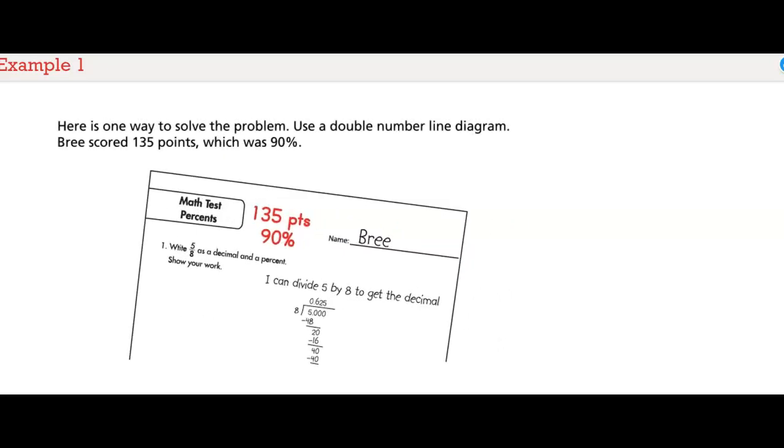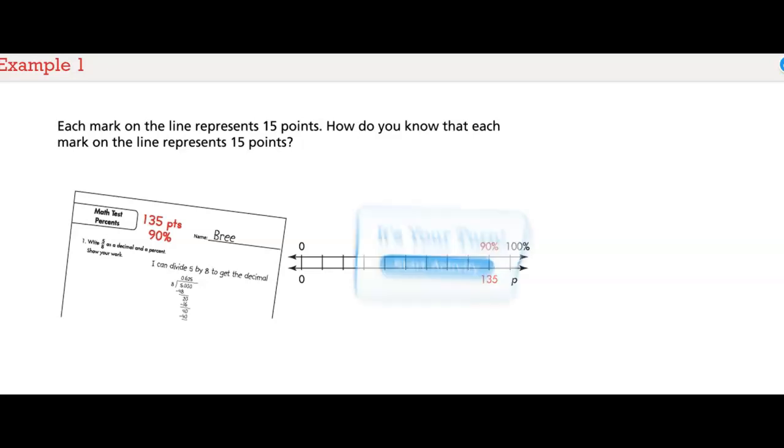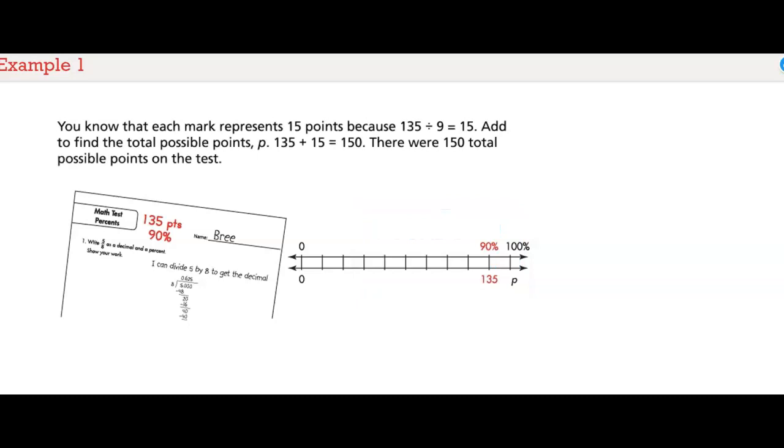Here is one way to solve the problem. Use a double number line diagram. Bree scored 135 points, which was 90%. Each mark on the line represents 15 points. How do you know that each mark on the line represents 15 points? You know that each mark represents 15 points because 135 divided by 9 equals 15.